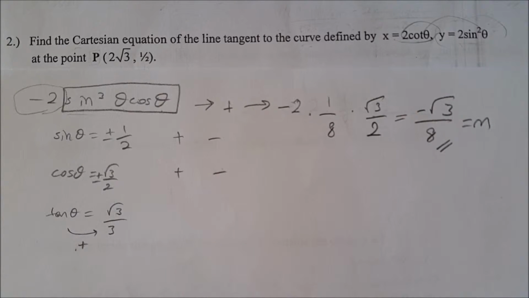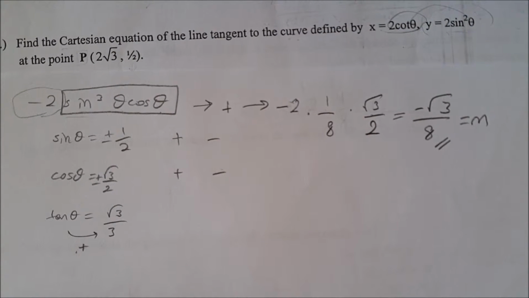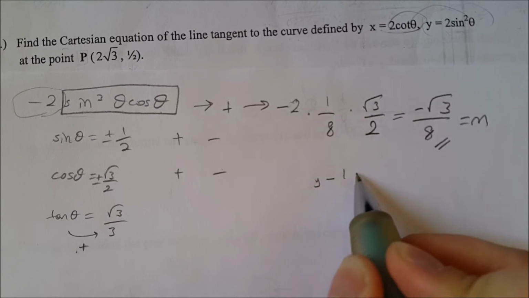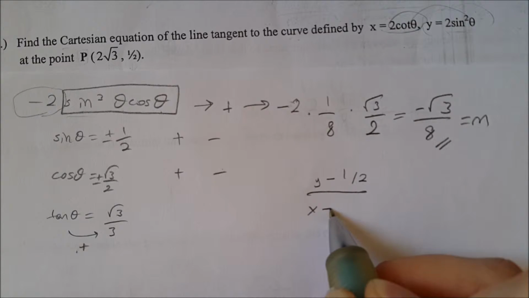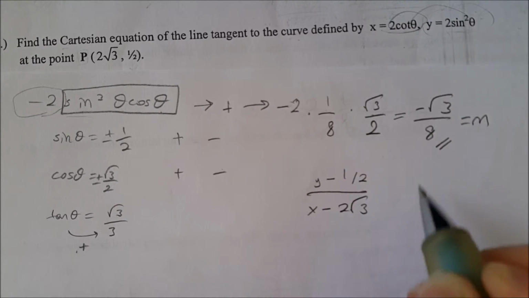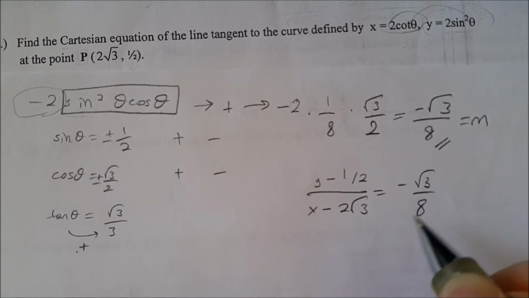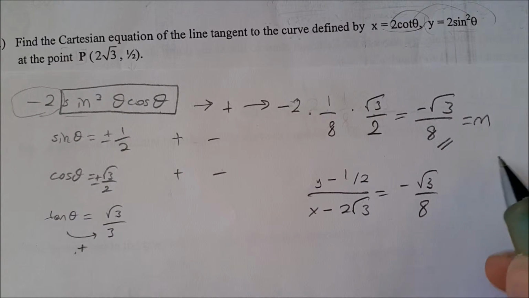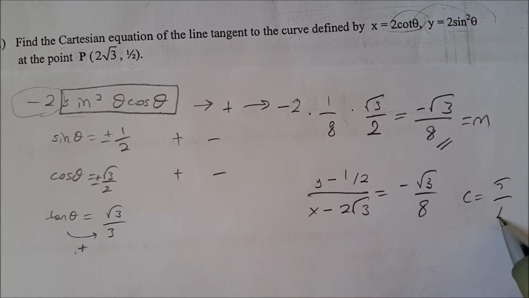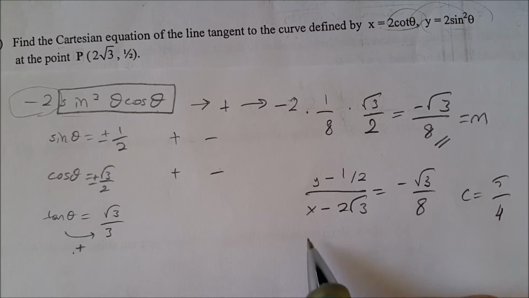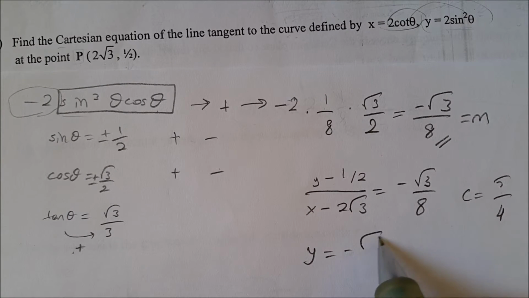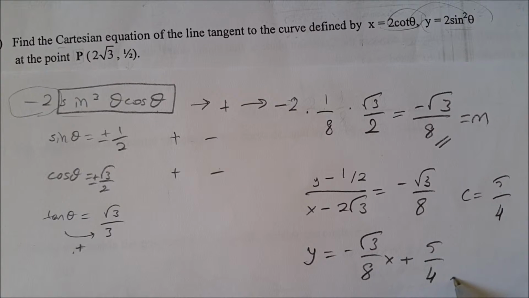Now we need to find the constant in order to write our equation fully. And the formula for that was y minus its value over x minus the x value equals the slope. Now if you work this equation out, you would get the constant to be 5 over 4. So our equation would turn out to be y equals negative root 3 over 8 x plus 5 over 4.